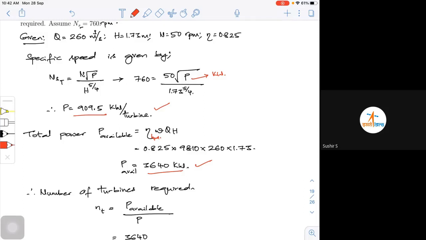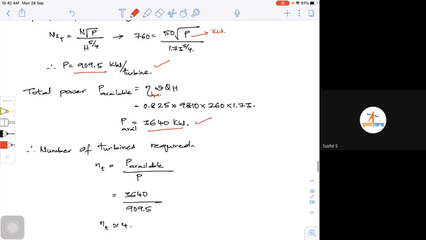Now, what is the number of turbines I need actually? Divide the P available by the P with respect to the prototype or model. I get roughly around 3.97 or something. I need around 4 turbines. So 4 turbines are required to absorb or generate this kind of power. So these are some numericals with respect to the efficiency.